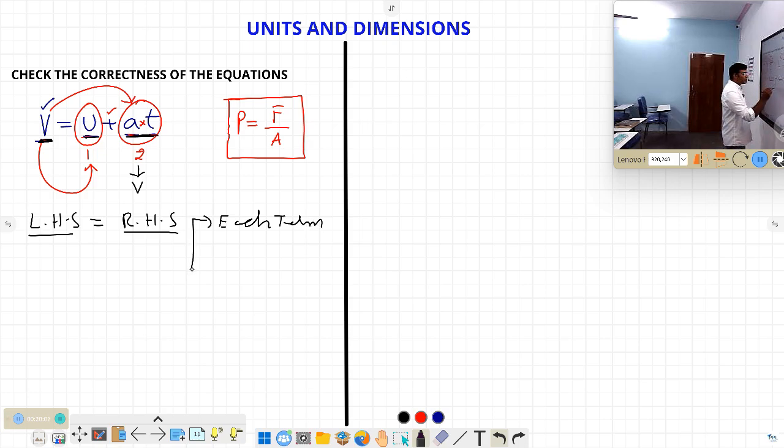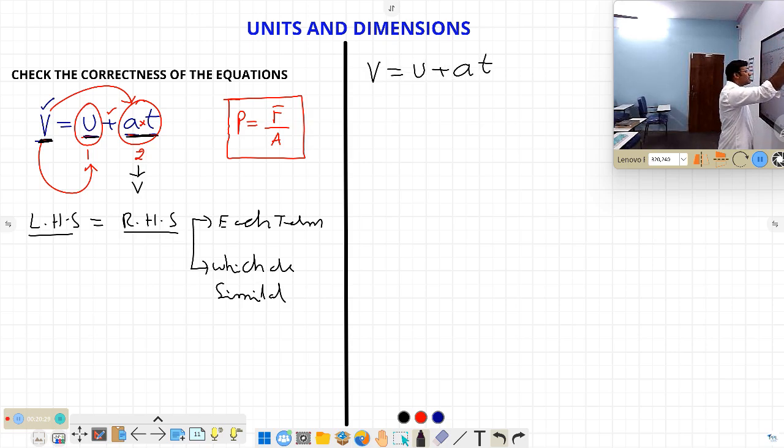And the second point you have to remember: you can add or subtract two physical quantities only if they are similar ones. If they are not similar, that equation may not be correct. You cannot add, you cannot subtract. So in this above equation, v is equal to u plus at, we are now going to verify whether it is correct or not.